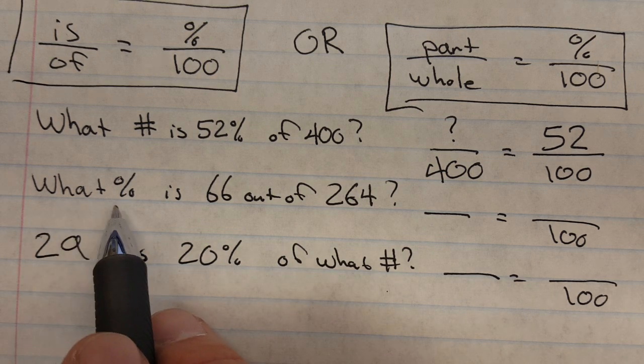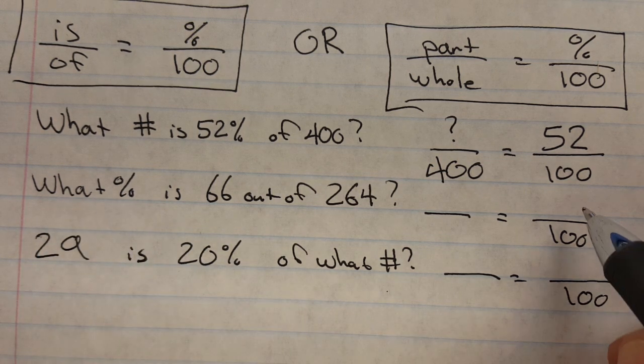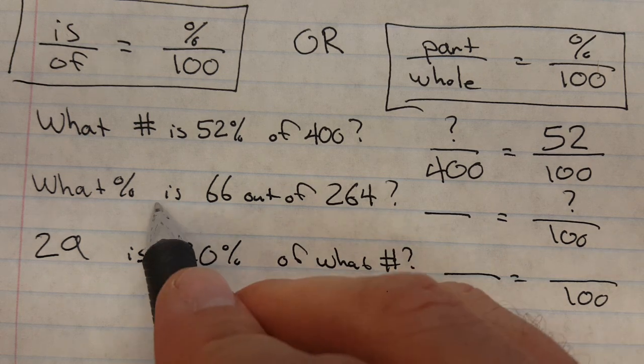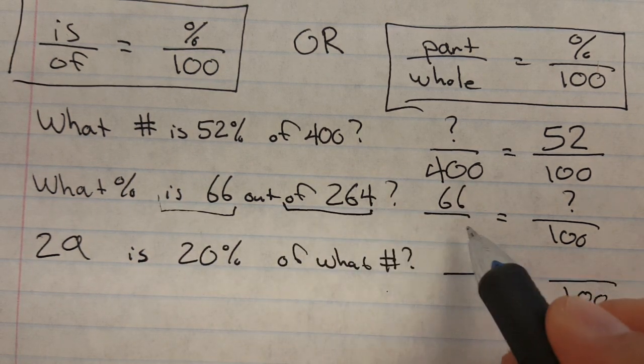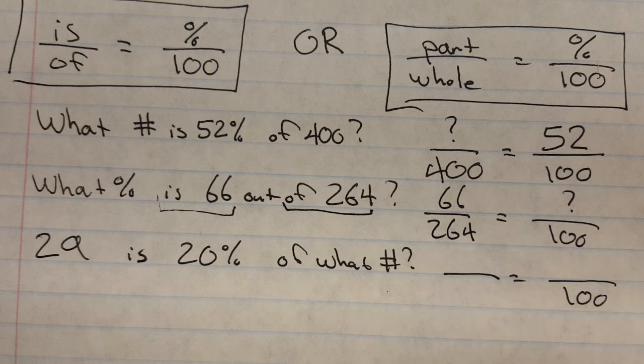Okay, this one says what percent? So we're missing the percent. Is 66 of 264. There we go. Is over of equals percent over 100.